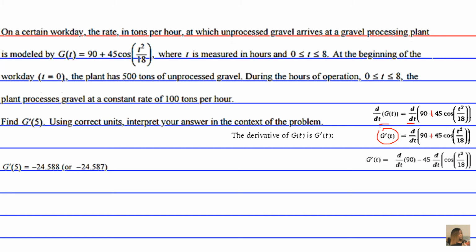All right, so now g prime of t is equivalent to d dt of 90 plus d dt of 45 times the cosine of t squared over 18. What we did here is differentiate term by term. Sorry for that scribble. So we're taking each term, and in the second term, we just factored out the constant 45 because constants don't get differentiated, okay? All right.